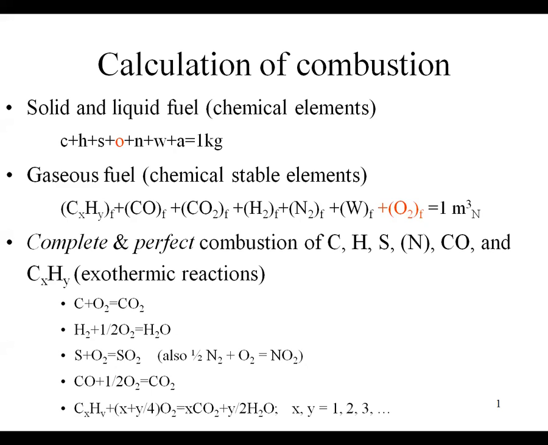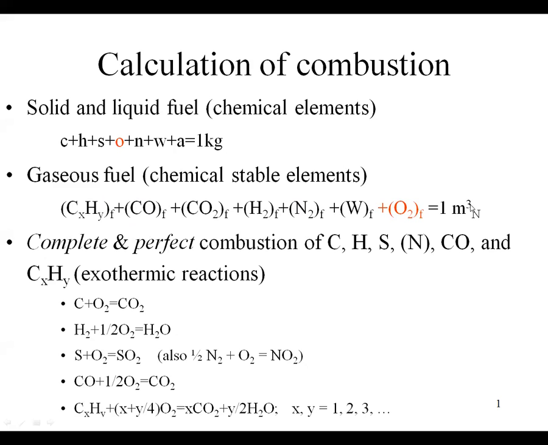The gaseous fuel also has chemical elements included, but we are giving them not as real chemical elements, but as stable elements. That's why 1 normal meter, M3N, contains hydrocarbons, CO, CO2, hydrogen, nitrogen, humidity, and oxygen. And this F means fuel, F from fuel. So we are using the symbol, let's say, of CO, but this CO in brackets and F is a number, not a gas. It is a number.